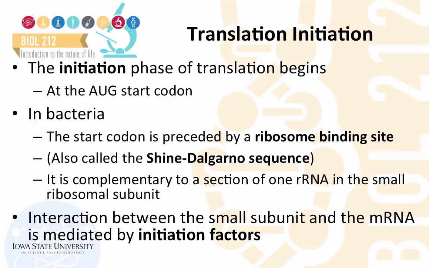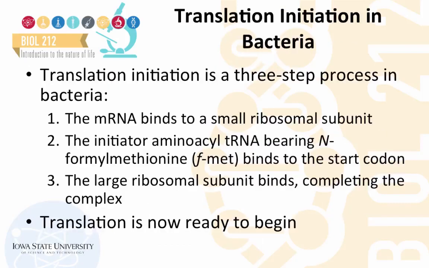In bacteria, translation is a three-step process. The first step involves the binding of mRNA to the small ribosomal subunit. The initiator amino acyl tRNA bearing N-formylmethionine or FMET binds to the start codon, after which the large ribosomal subunit binds, completing the formation of the complex. Translation is now ready to begin.